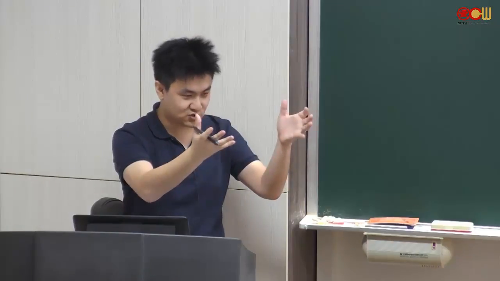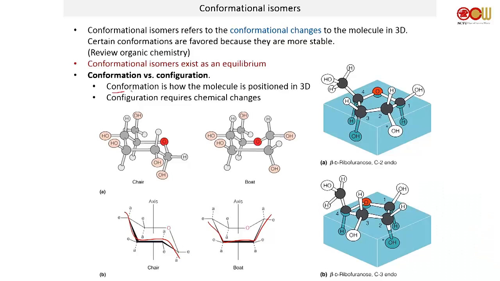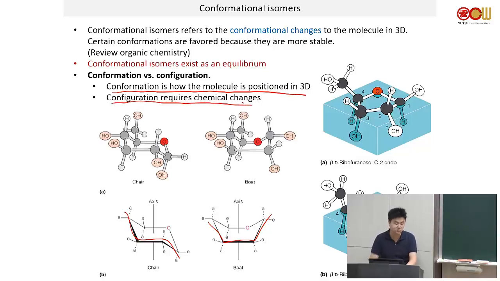The configuration is not changed, but conformation can change. Conformation is the same molecular structure, the same molecule, but in a different shape as it moves. Configuration is a different molecule. So in this case, conformational isomers are not the same as stereoisomers. Conformation is how the molecule is positioned in 3 dimensions. Configuration requires chemical changes. So if you want to change from a D sugar to an L sugar, you have to have chemical reactions.